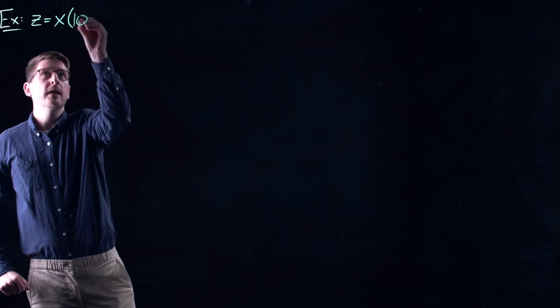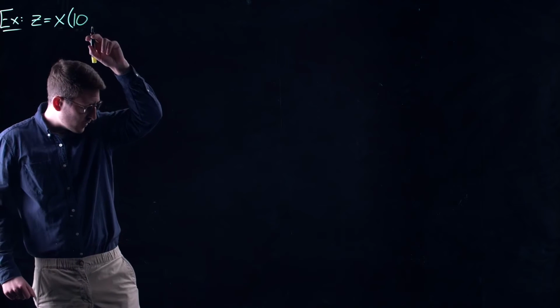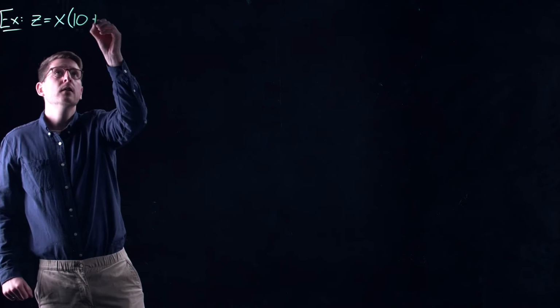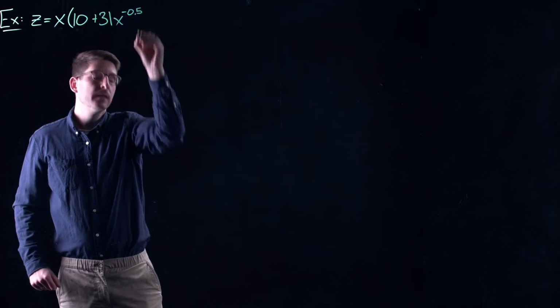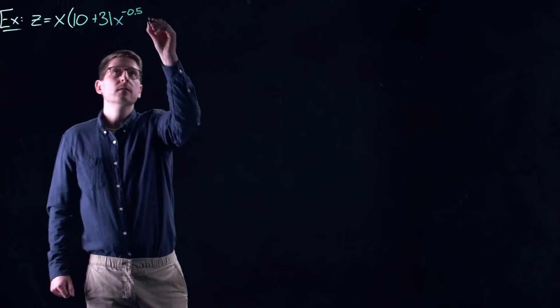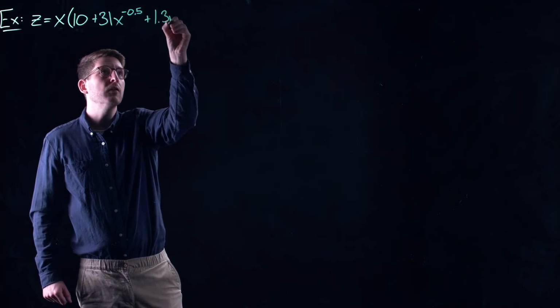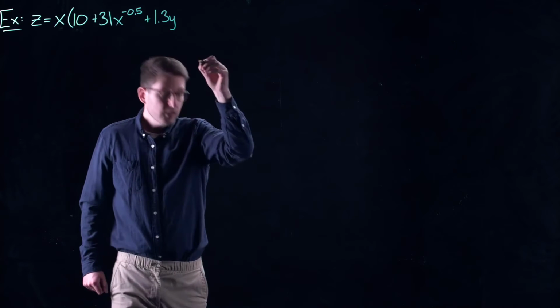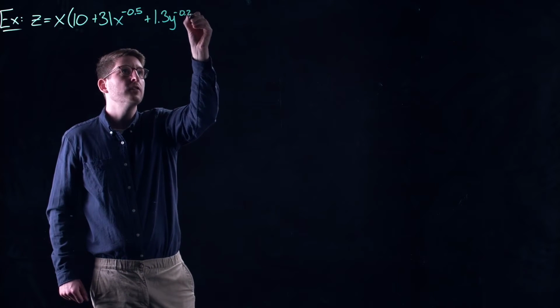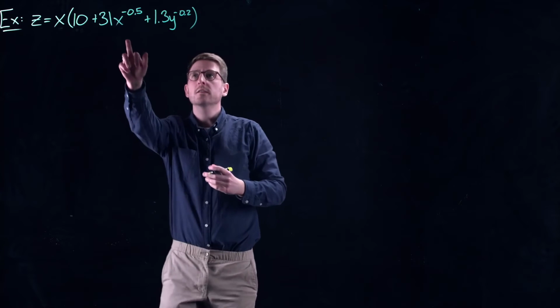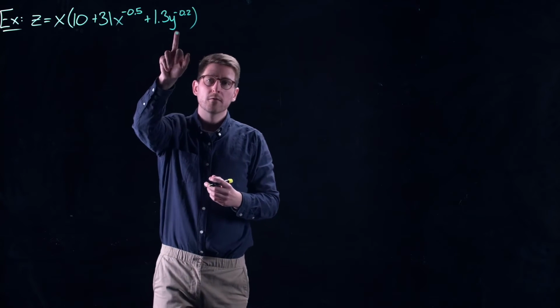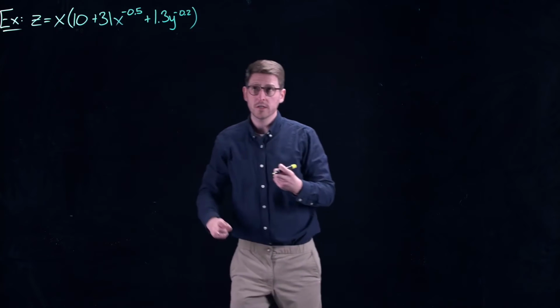So the number of wood frame lawn chairs against the price per lawn chair. Let's imagine it's 10 as a base price plus 31x to the power of minus 0.5 plus 1.3y to the power of minus 0.2. So it's a complicated function. X is the number of wood frame chairs, and Y is the number of aluminum frame lawn chairs that you're producing here.